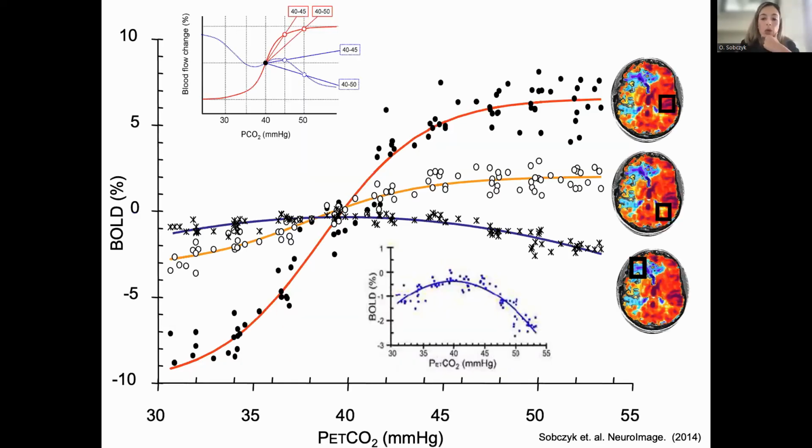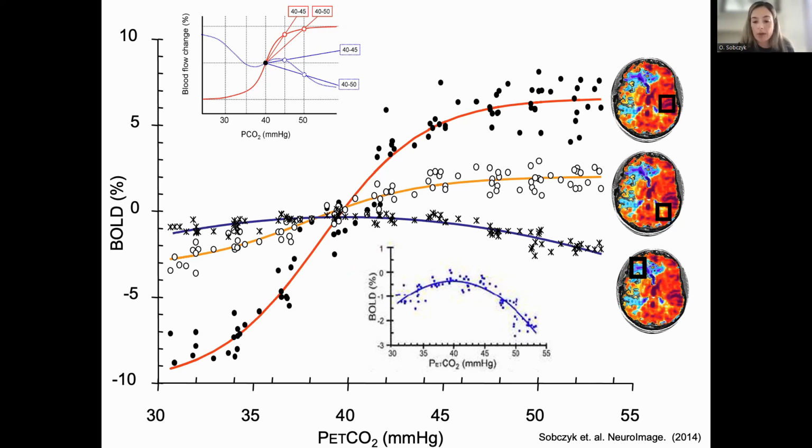Recall our hypothetical model that you can see in the top left-hand corner, and we can confirm these hypothetical predictions. When we look at specific ROIs in the same subject, we find in a voxel with normal CVR, we have a nice sigmoidal curve as represented by the red line. In an area of low CVR, we have a dampened response, as you see with the yellow curve.